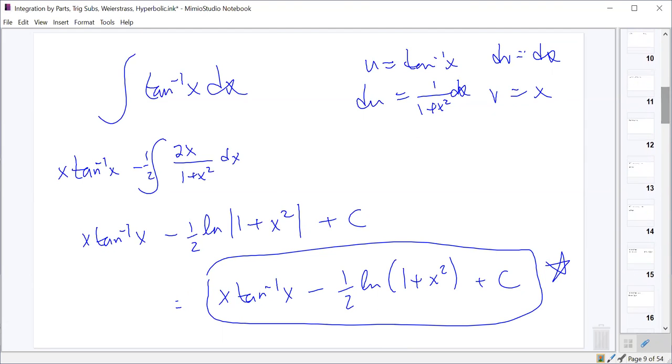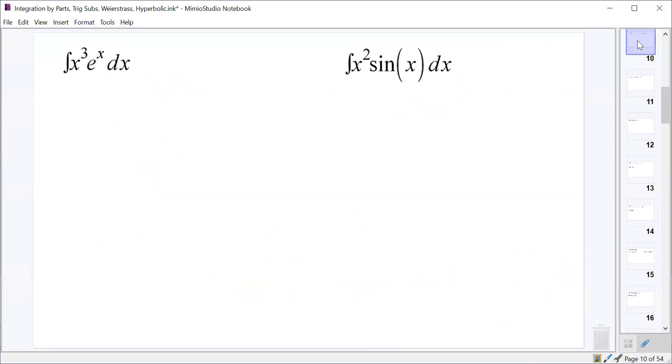Does anybody have any questions on integration by parts in general so far? So to summarize, you just have to keep integrating by parts until you don't get a function times a function, or you find something that you can integrate using u substitution. Correct. Okay. Yep. All right.